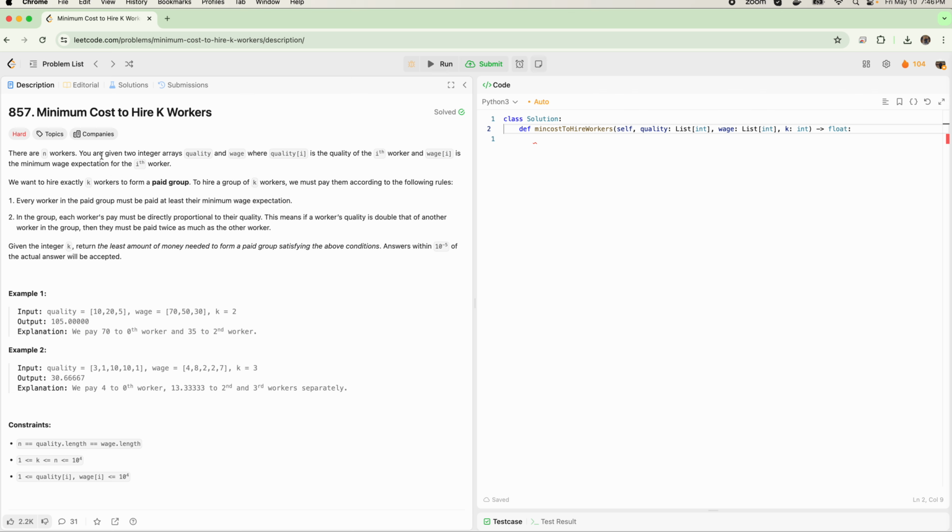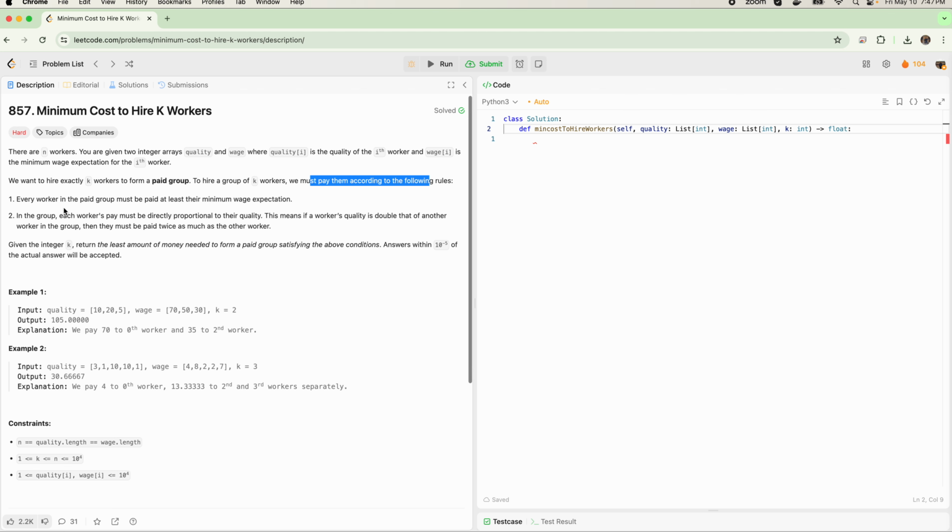So we have n workers. You are given two integer arrays, quality and wage, where quality[i] is the quality of the ith worker and wage[i] is the minimum wage expectation for the ith worker. We want to hire exactly K workers to form a paid group. To hire a group of K workers, we must pay them according to the following rules.